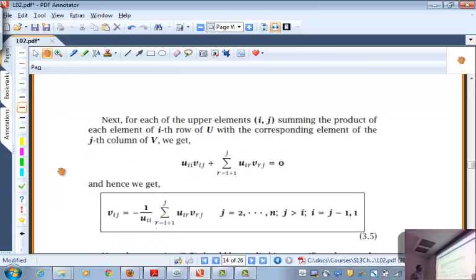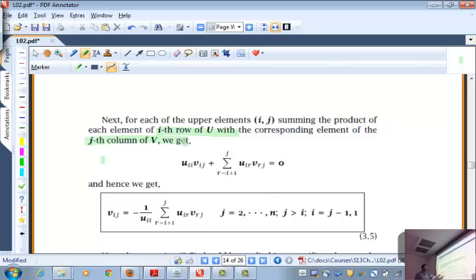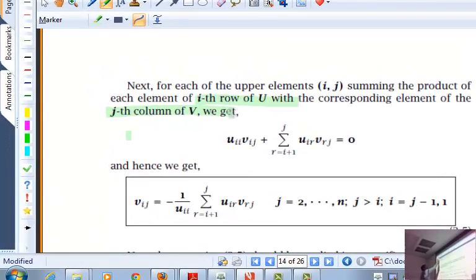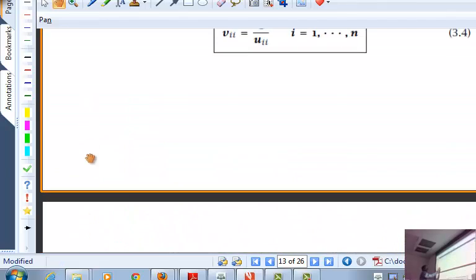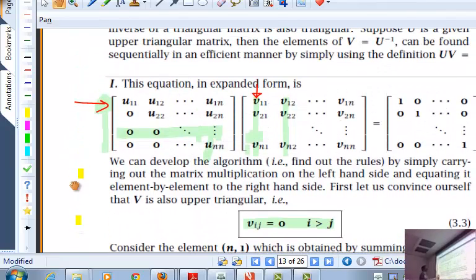And for each upper element of ij, summing the product of each element of the ith row with the corresponding element of the jth column. So for this equation you really need to see both the pictures, the symbolic representation and the expanded representation of the matrix. What we are essentially saying is, I'm going to take one row from here and one column from there and write out the product in detail.